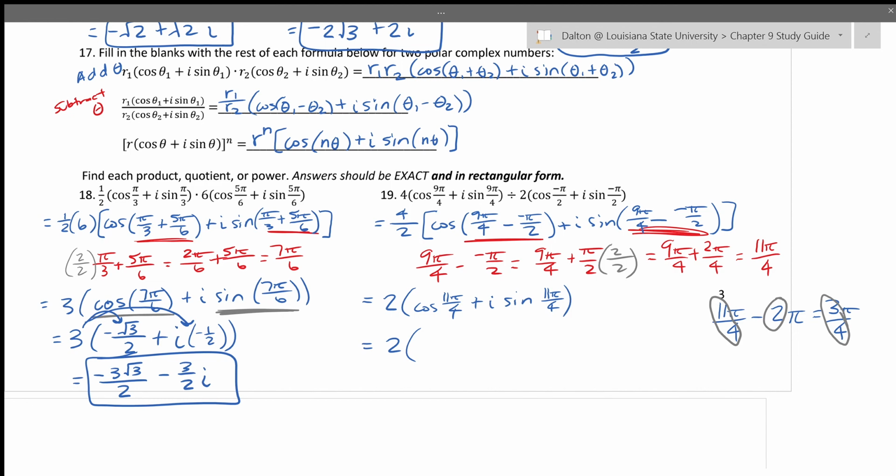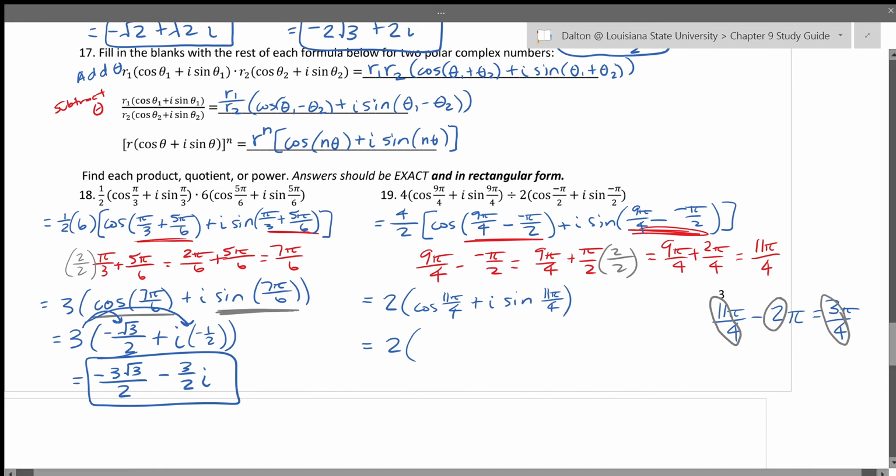So then in your unit circle, if you're looking at 3 pi over 4 to get these values, the cosine is the x coordinate, which is negative square root of 2 over 2, plus i times the y value at 3 pi over 4, which is positive square root of 2 over 2. And then when we distribute this 2 in, 2 over 2 will cancel to be 1, so this one will be just negative square root of 2. Plus, again, 2 over 2 is 1, so you're left with positive square root of 2 times i. So this is the final answer in rectangular form.